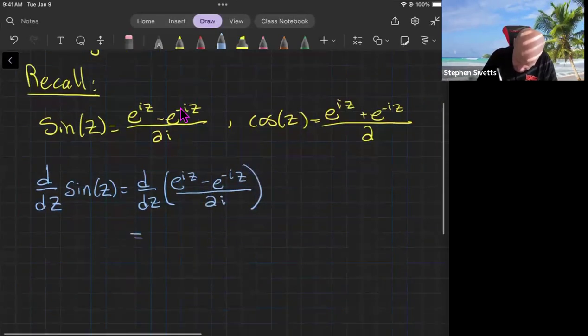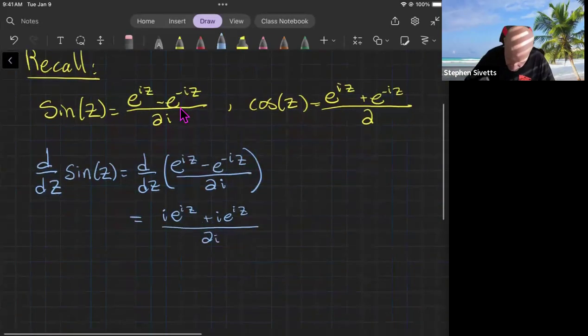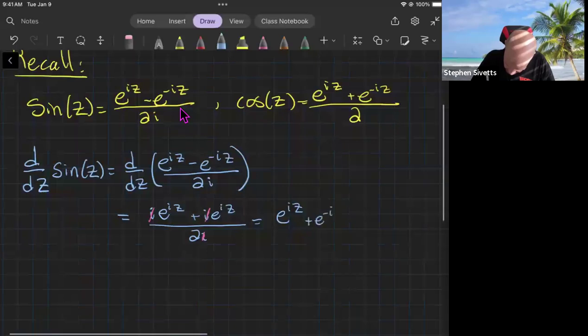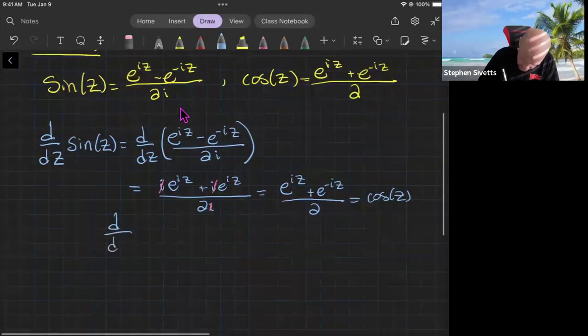So this would equal i times e to the iz plus i e to the minus iz, over 2i. The i's will cancel here, on the top and on the bottom. And so we'll have e to the iz plus e to the minus iz over 2, which is exactly cosine of z. So the derivative of sine of z is cosine of z.